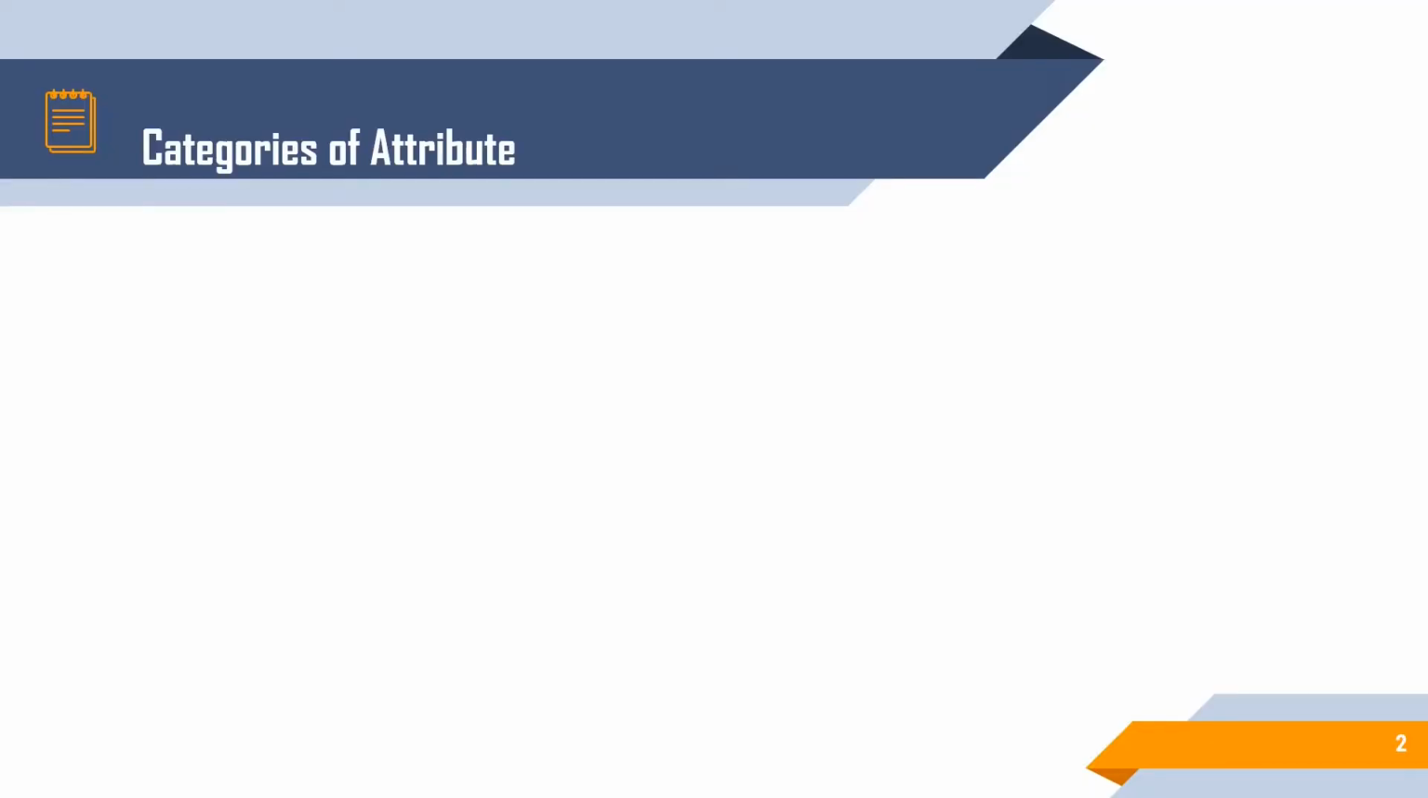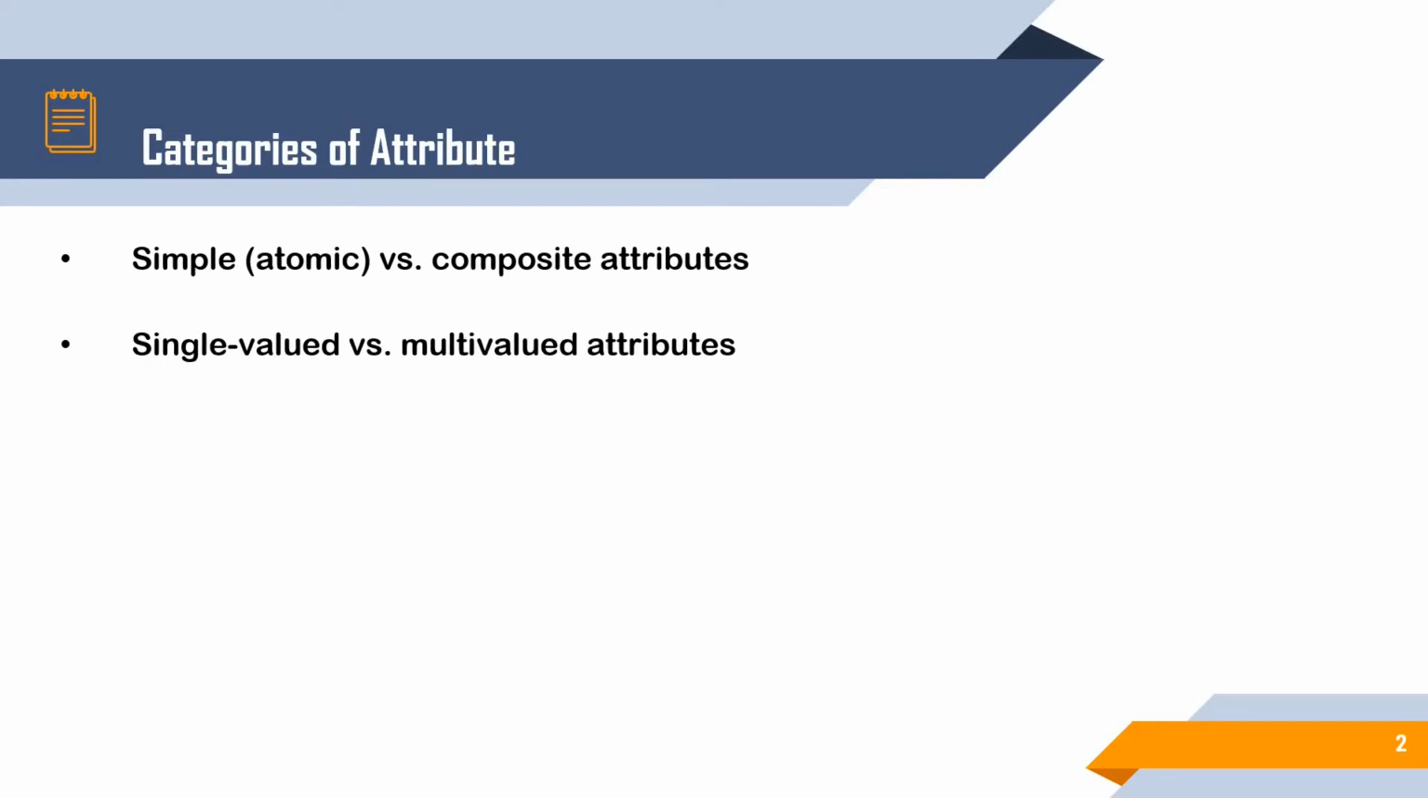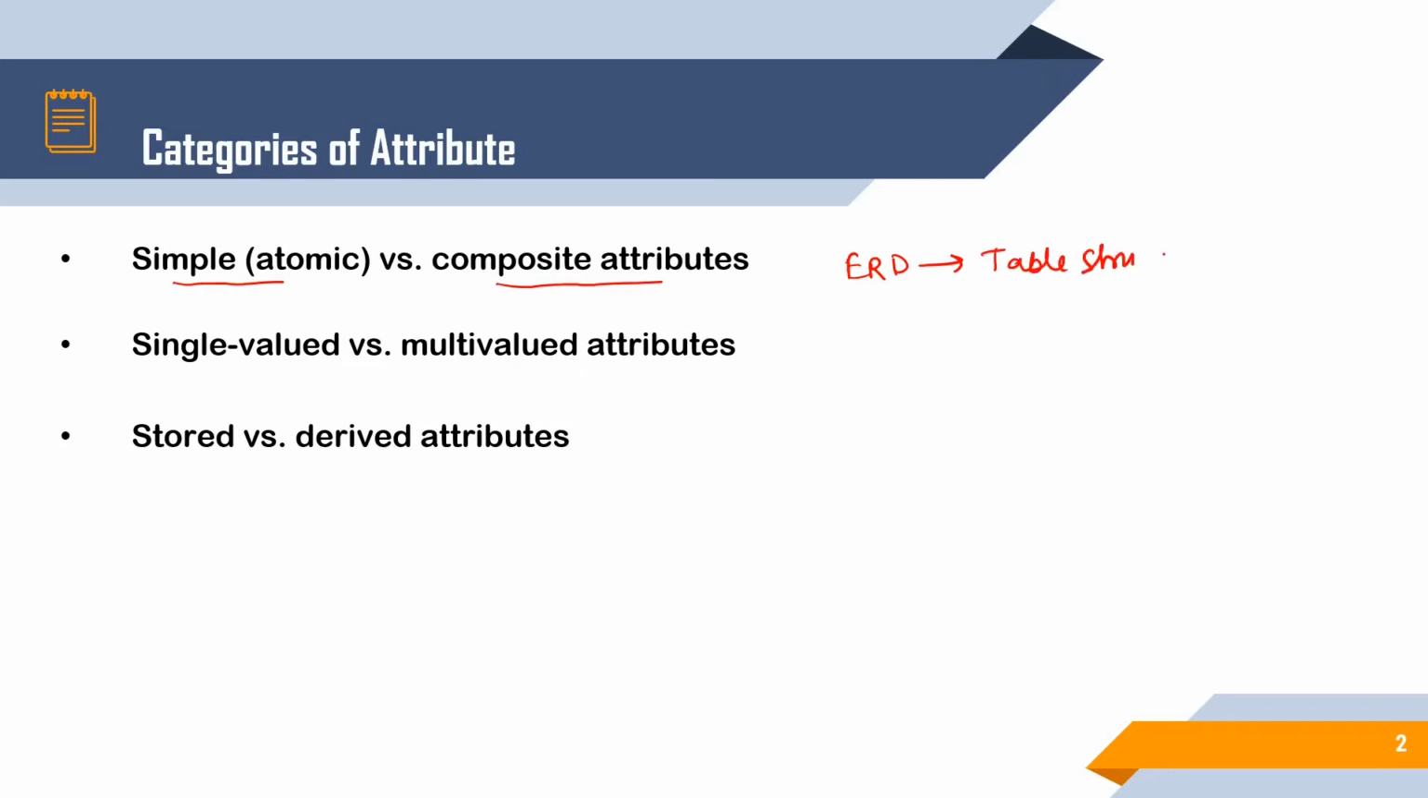So now we will start different types of attribute. But before I go into the details of the types of attribute, I must tell you why we need to study these different types of attributes, because you will see that they have different representation in your diagram. Simple and composite attributes will have completely different representation in your diagram. And naturally, whenever they are translated to table structure, they will have different representation in the table structure itself. So we need to study different types of attribute.